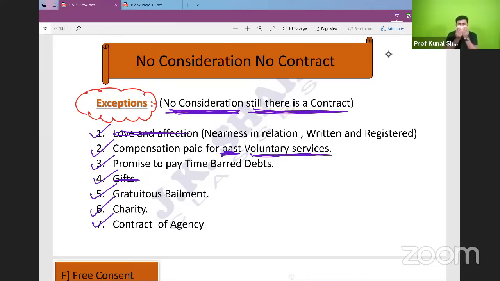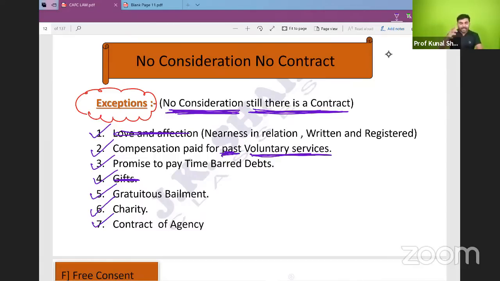The moment I handed over the purse back to the old lady, she was very much happy. She said to me, Kunal sir, I would like to compensate you for this activity. So she promised me to pay a compensation of rupees 10,000.